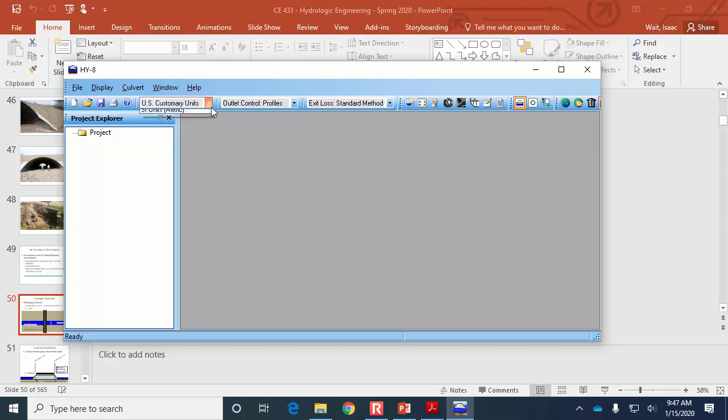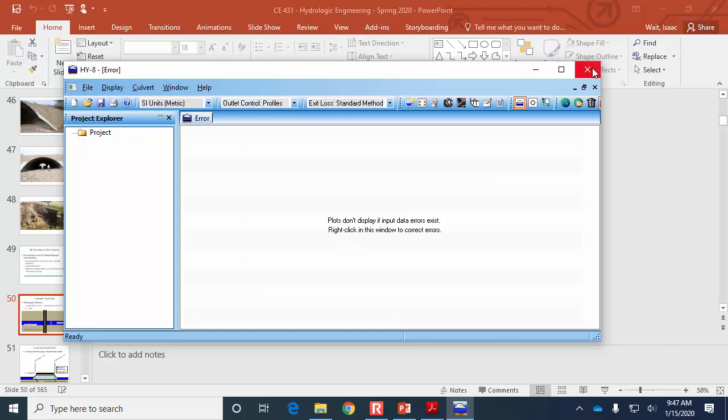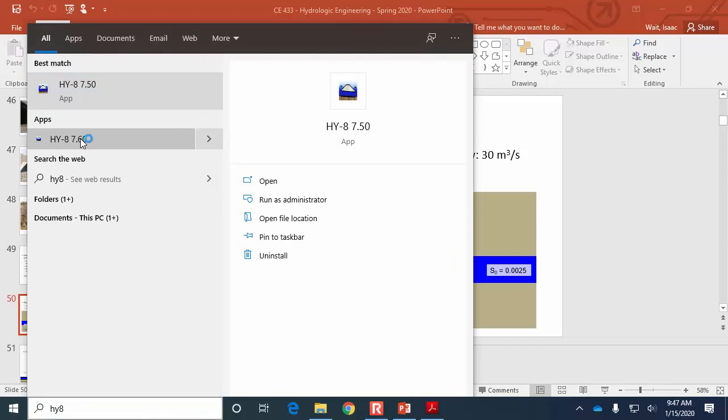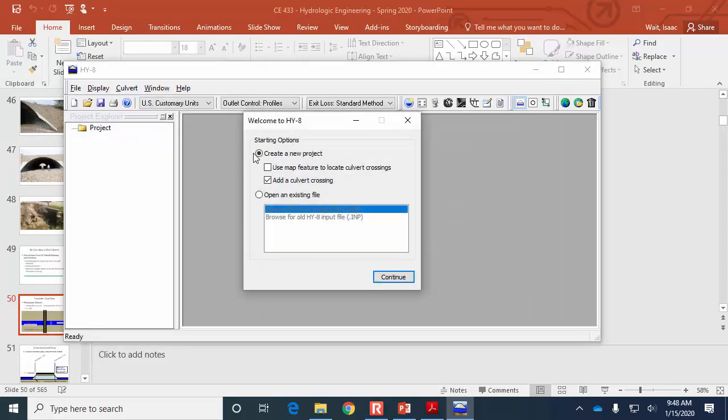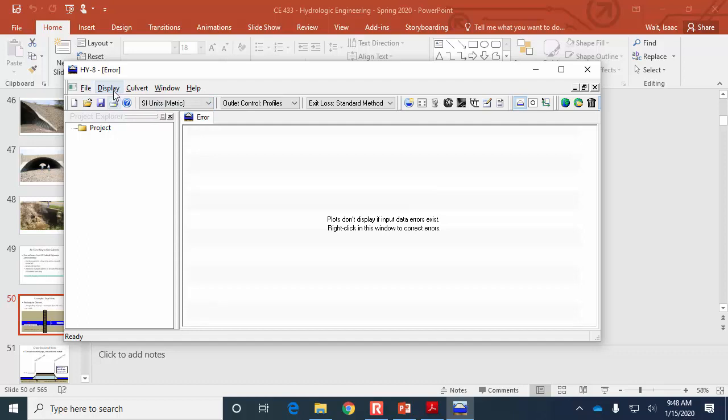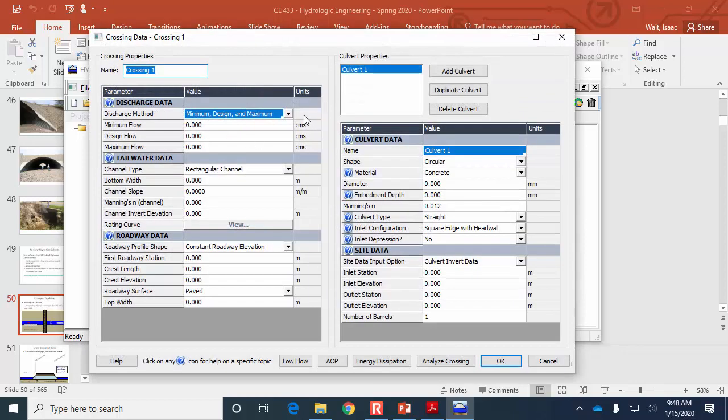Okay. All right, once you put it into metric units, my suggestion is to close the program and restart it again, and then double check to see if it retained the SI units. Oh no, it's back into customary again. I want SI units, and now I'm going to add a crossing. Okay, so now everything's in cubic meters per second. So for our minimum flow, I want to just look at what happens between 0 and our design flow of 25 and a maximum flow rate of 30 cubic meters per second.